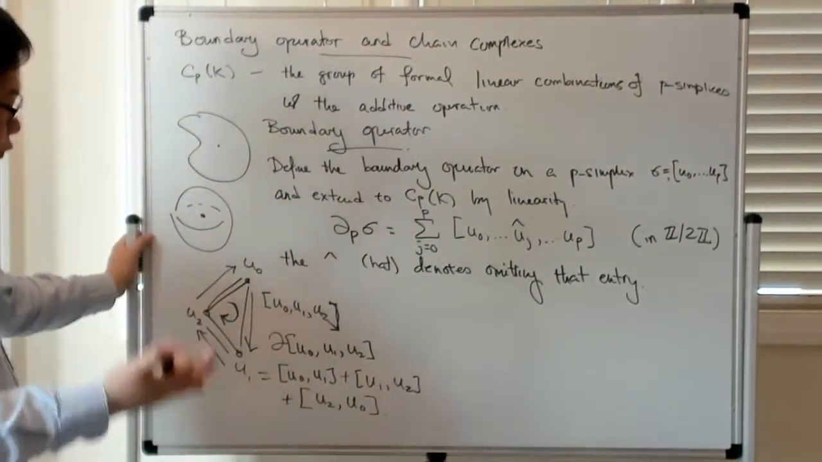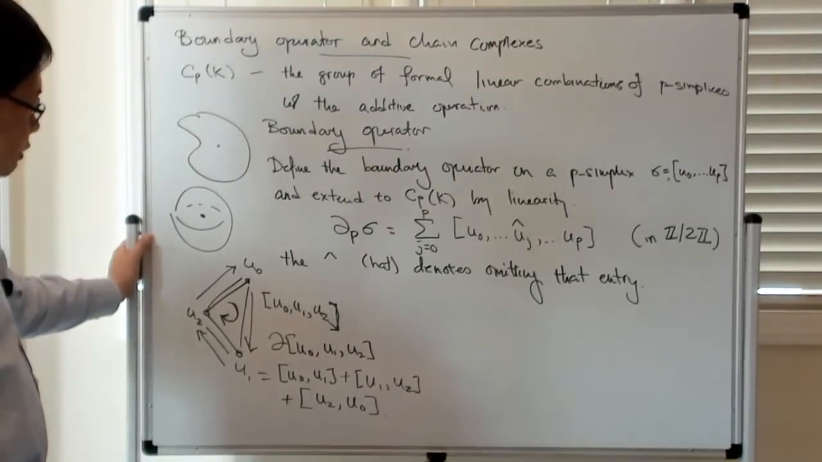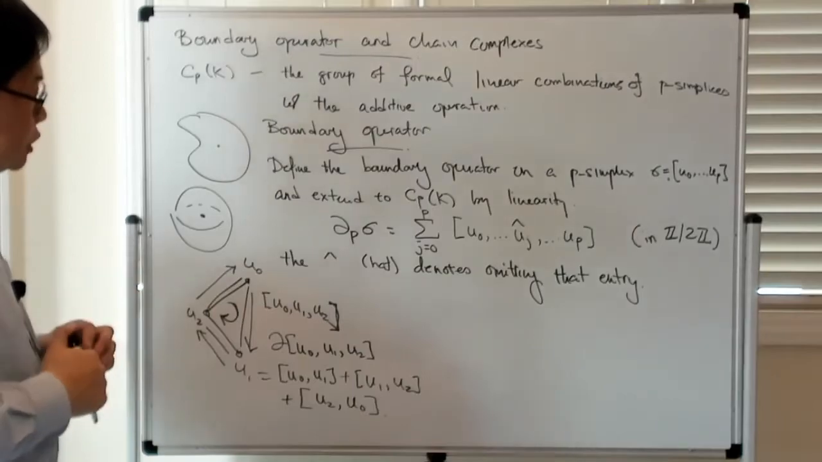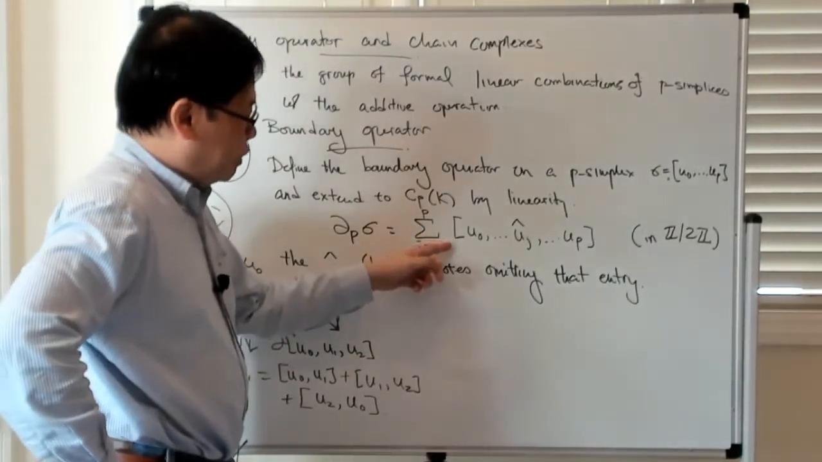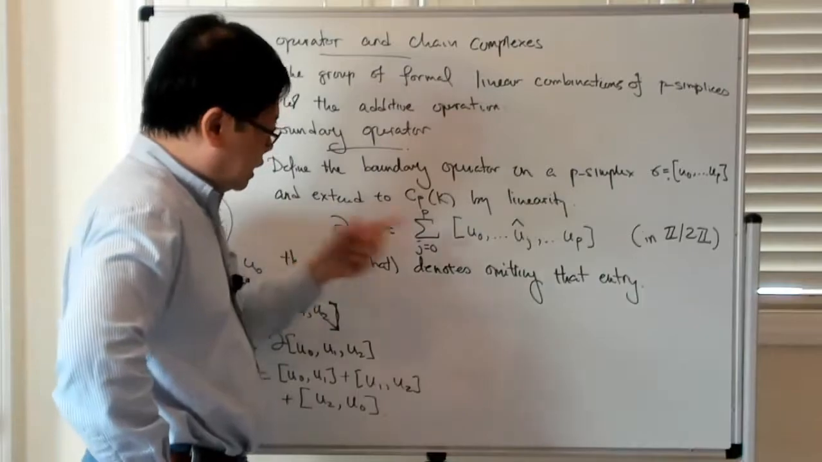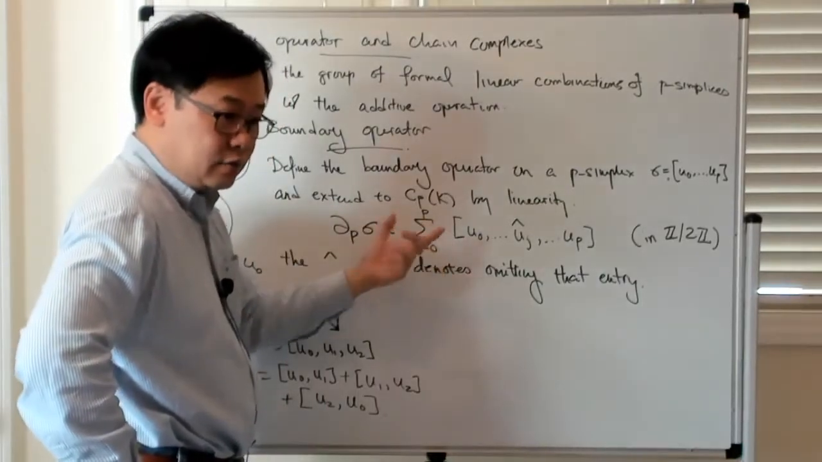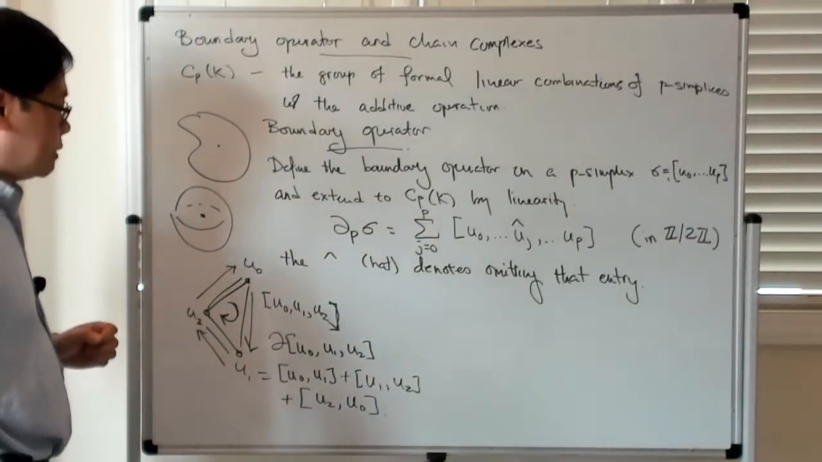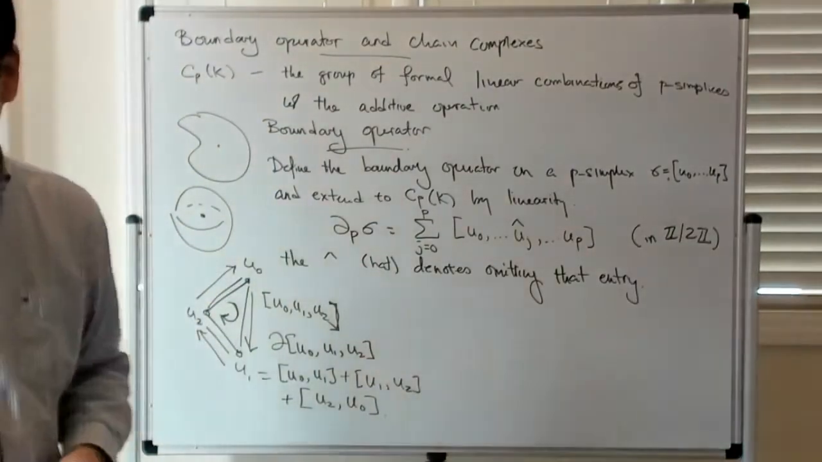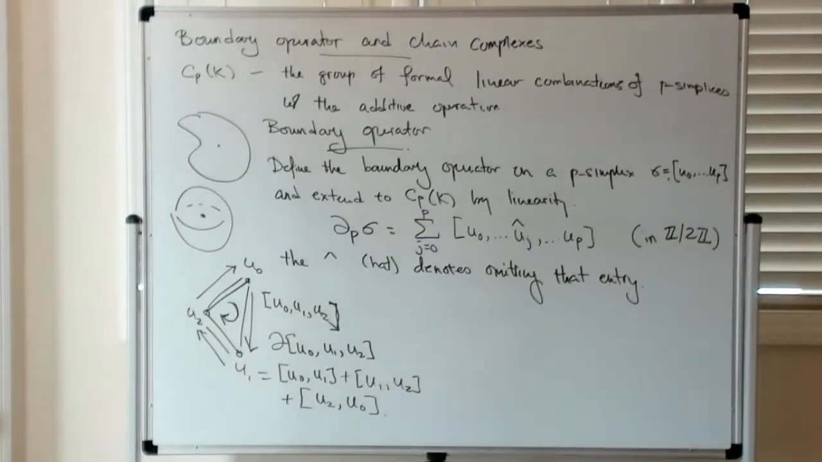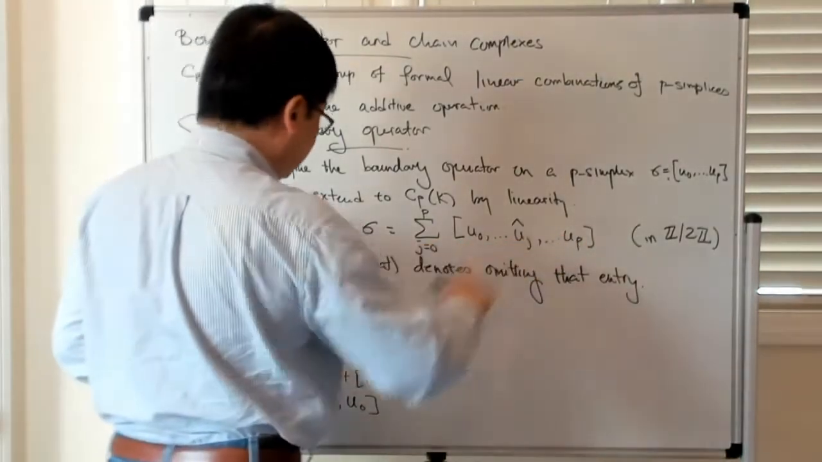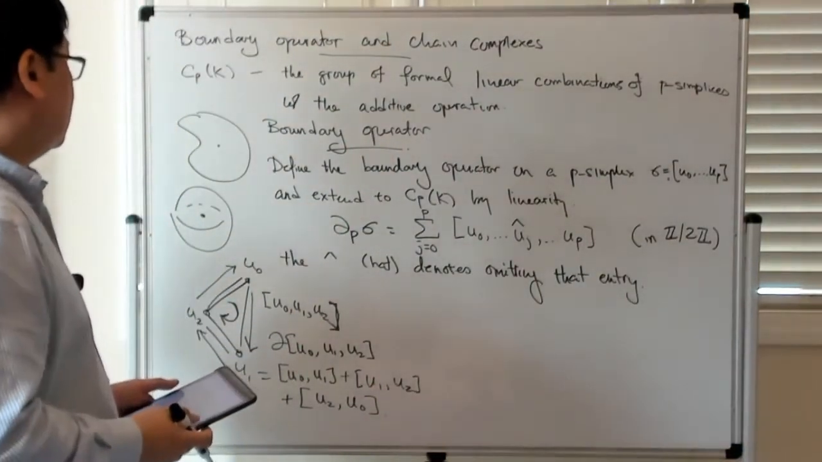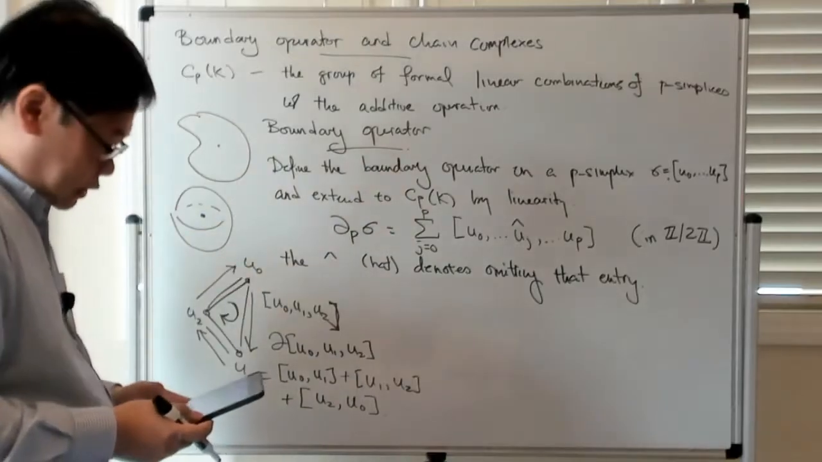So that leads to a substantial simplification, if you will. But it's important to keep in mind that if you're not working in Z mod 2Z coefficients, there will be a sign here which has to do with the orientation of the simplices. In any case, that's a perfectly reasonable definition in the p-chain group, with Z mod 2Z coefficients.